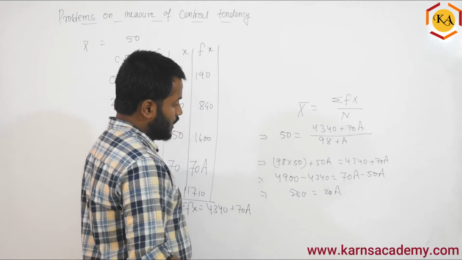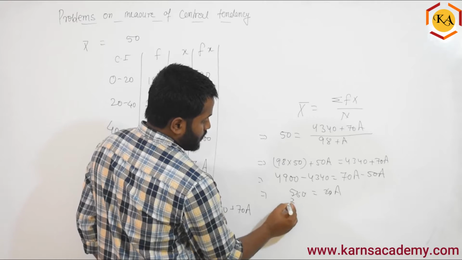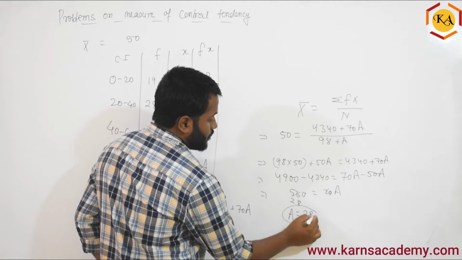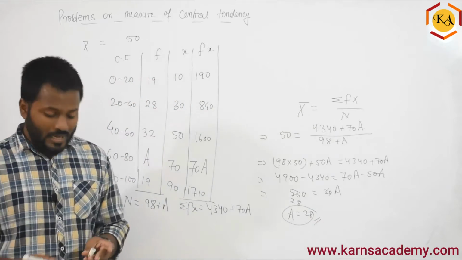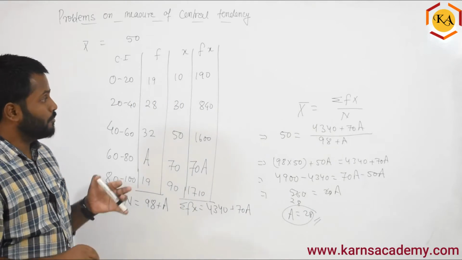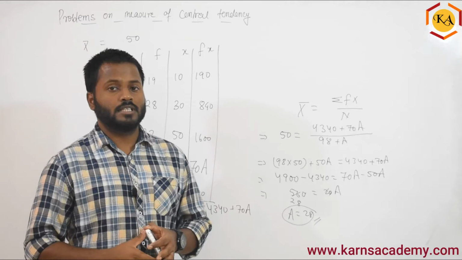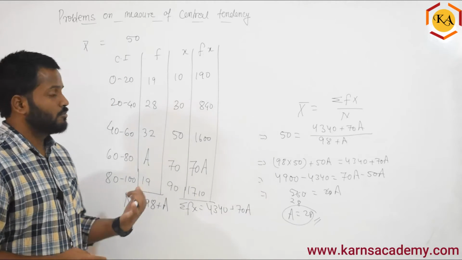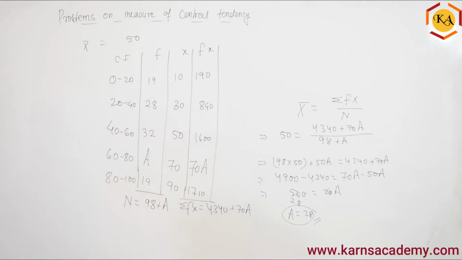You can cancel this also. 2 2s are 4, 16, 28. So basically a is equal to 28. So whenever they have given the missing frequency in mean, this is how we will be solving that. Similarly, we have missing frequency in median also, that we will see next. Before that, pause the video, note it down.